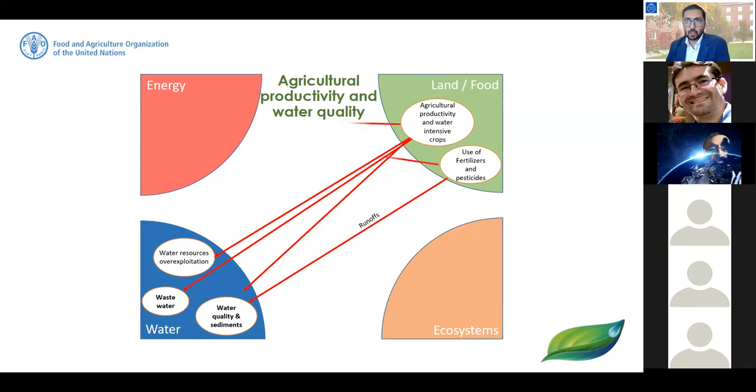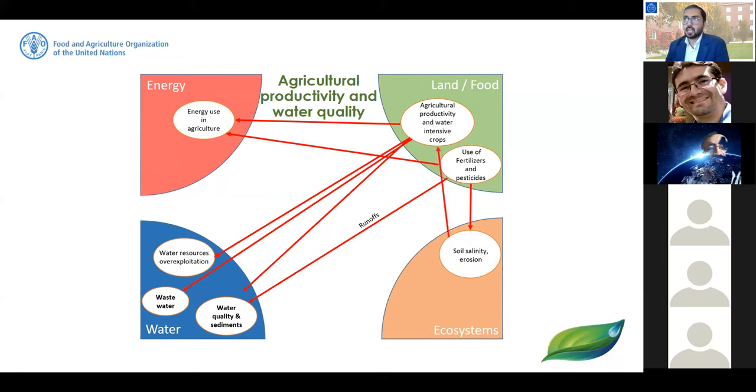When we talk about these issues or the increase in agricultural productivity, we should take into consideration that additional energy would be required for either harvesting or post-harvesting processes. To give an indication, the energy use for food production and pumping of water has been estimated at 12 gigawatt hours in Jordan. The use of fertilizers, as I mentioned, is affecting the water quality, but it also affects the soil salinity, which in turn is affecting agricultural productivity in a negative way.